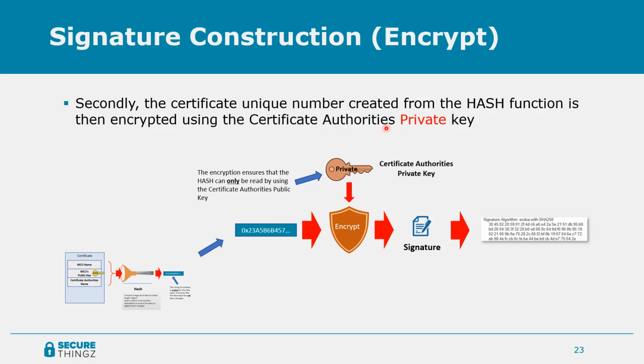Secondly, the certificate's unique number created from the hash function is then encrypted using the certificate authority's private key. So we take that number that we output and then we sign it by the certificate authority's private key. Now only the certificate authority has this private key and could only have signed that information. The output of that is an encrypted number, and this is what we call the signature, and that is the data that you will see on the certificate.